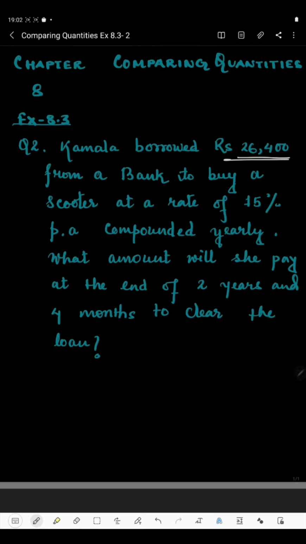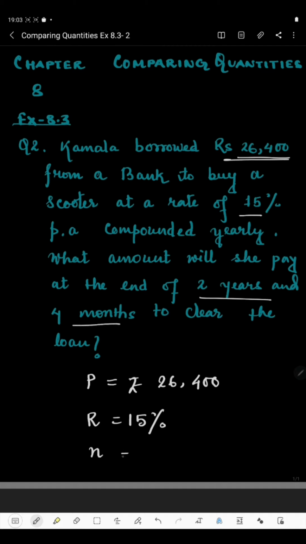So, the money she has taken from the bank is 26,400. So, principal is rupees 26,400. Okay. Rate of interest is 15%. And time is given 2 years 4 months, which is N. Okay. Now at first we will find the amount which she has to pay after 2 years, and for these 4 months we'll find later on how much she has to pay for these 4 months, okay.